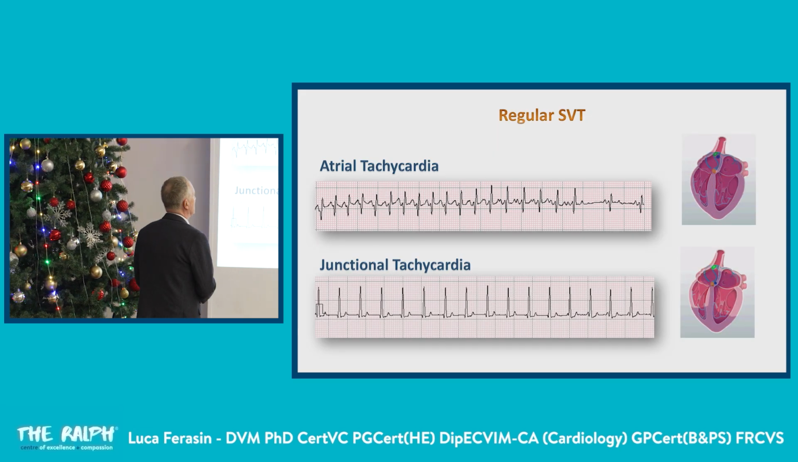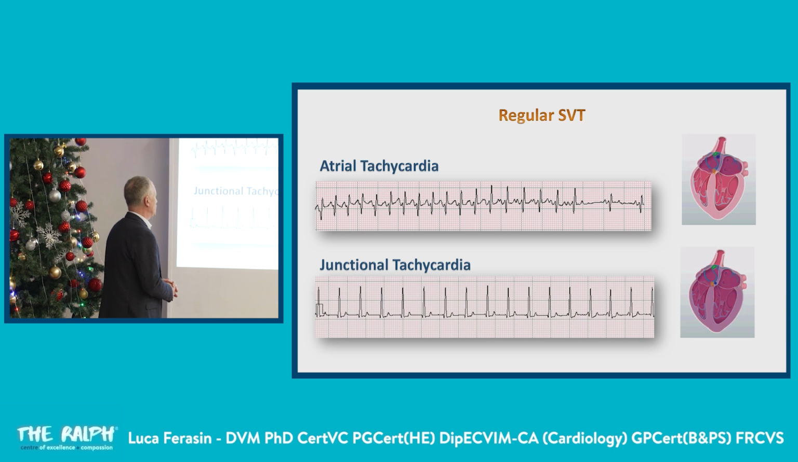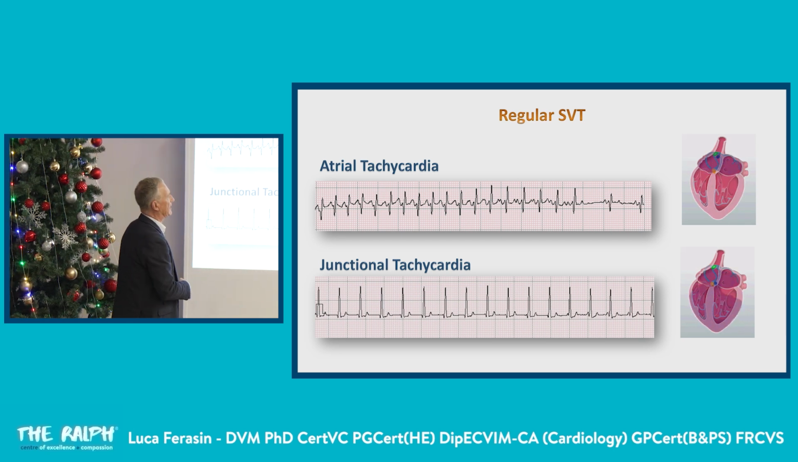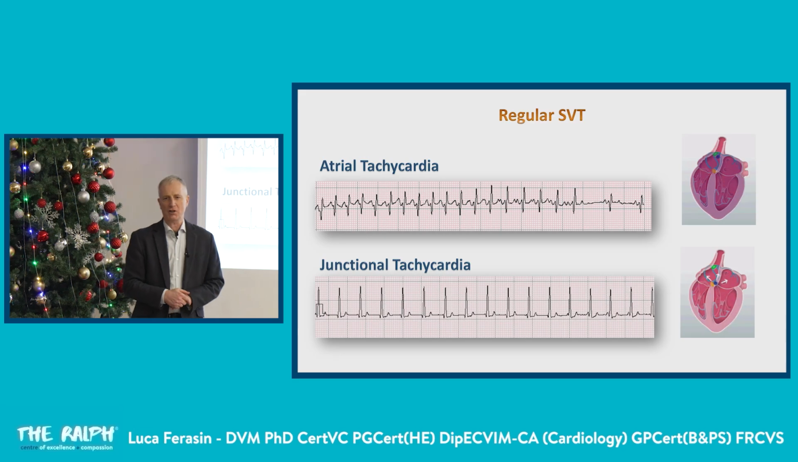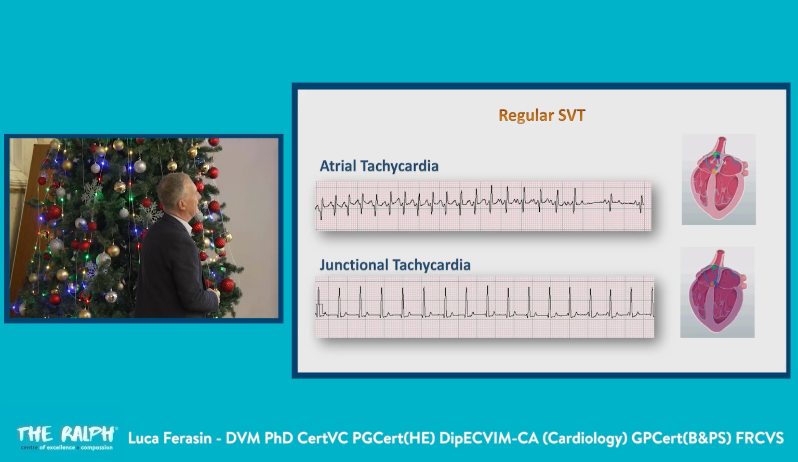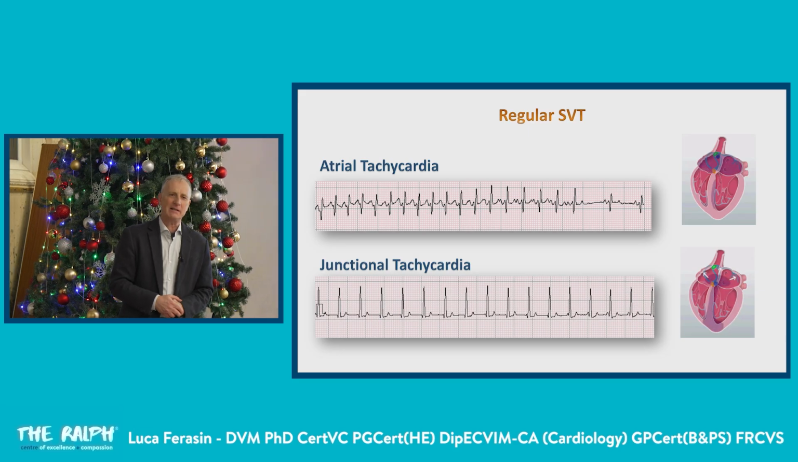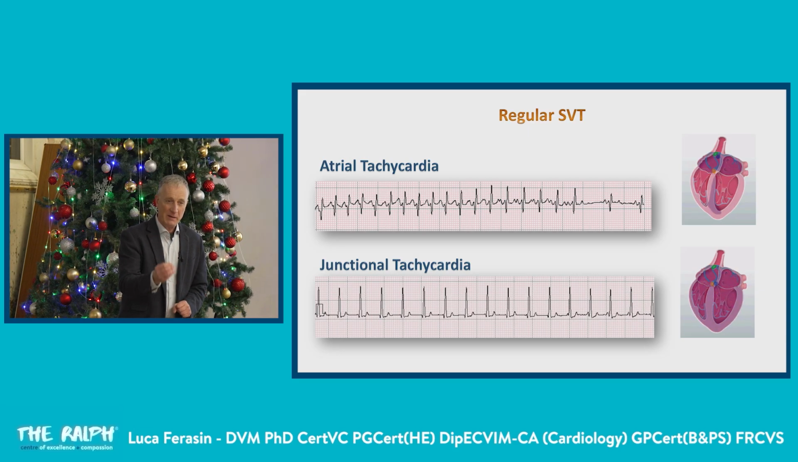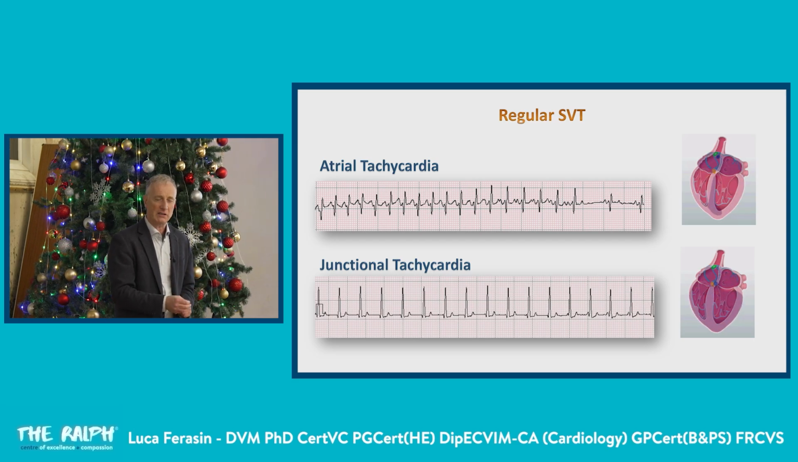But the other regular supraventricular tachycardias are the atrial tachycardia and the junctional tachycardia. Let's start with the atrial tachycardia, certainly more common than junctional tachycardia. And you see that it's pretty much like a sinus rhythm. The only difference is that the pacemaker is not the natural pacemaker, it's not the sinus atrial node. It's another cell in the atria that decides to be the leader, right?